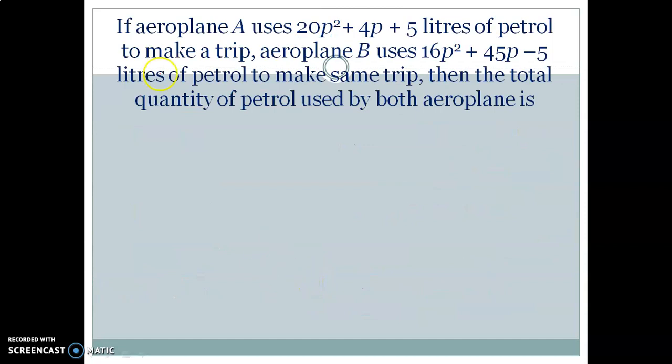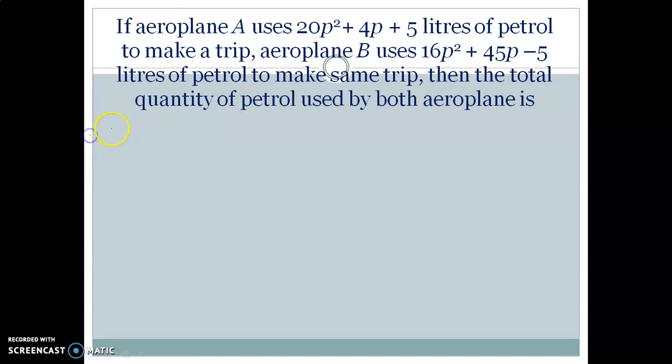And to begin with today's class, it's also again a recap of previous session but in a different mode. If aeroplane A uses 20p square plus 4p plus 5 liters of petrol to make a trip, aeroplane B uses 16p square plus 45p minus 5 liters of petrol to make the same trip, then the total quantity of petrol used by both the aeroplanes is dash.